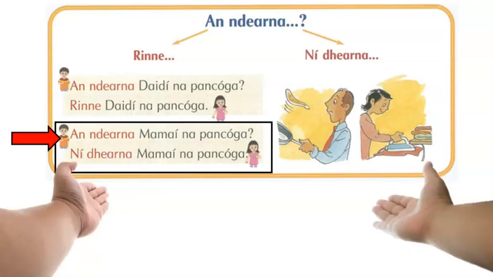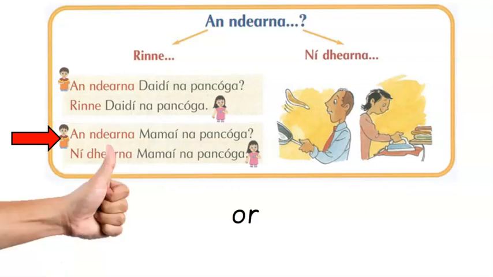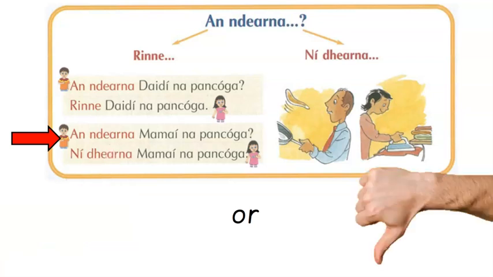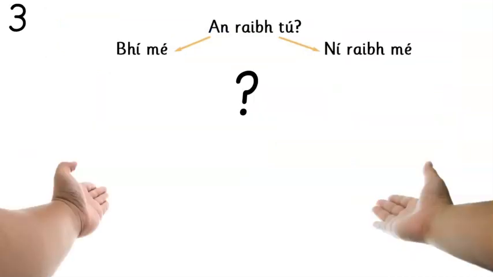We're going to focus on this one here now. Ndearna, two hands out. Ndearna mummy na pancóga? And we've got rinne mummy na pancóga, or ní dhearna mummy na pancóga. And the answer is, of course, ní dhearna mummy na pancóga. Mummy didn't make the pancakes.